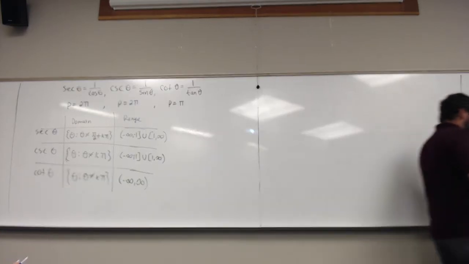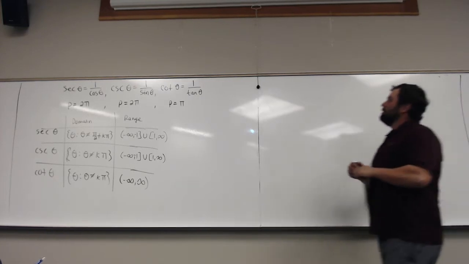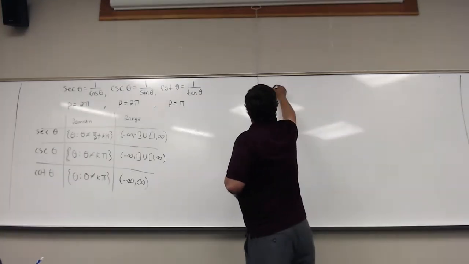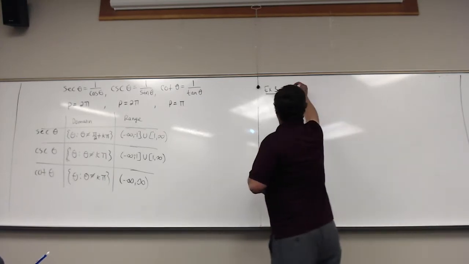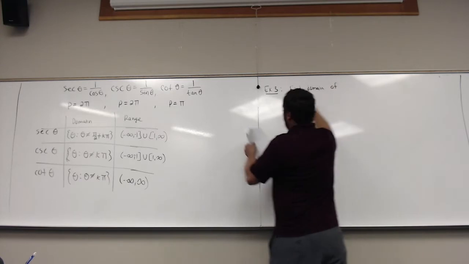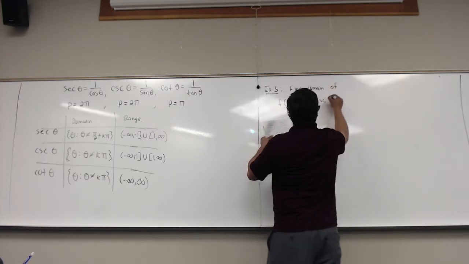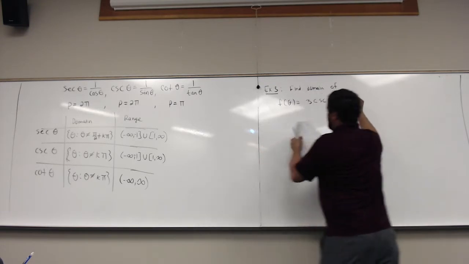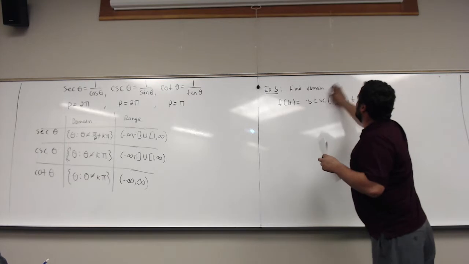Okay. Today we're going to do example 3, so we're going to, by hand, find the domain and range of a transformed cosecant graph. So we're going to find the domain and range of the function f of theta equals 3 cosecant of pi over 3 theta plus 4.